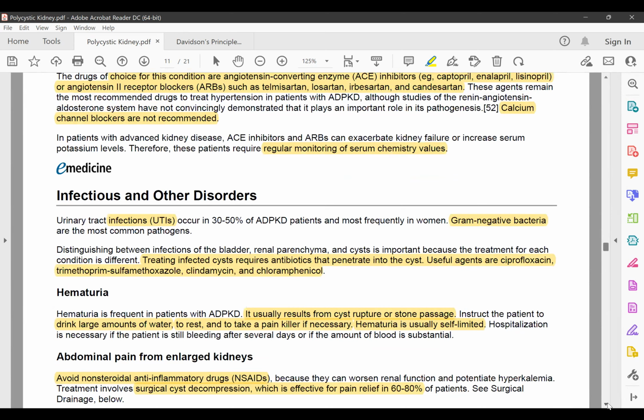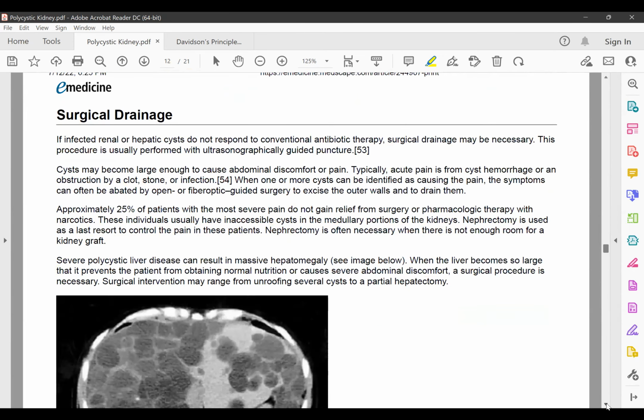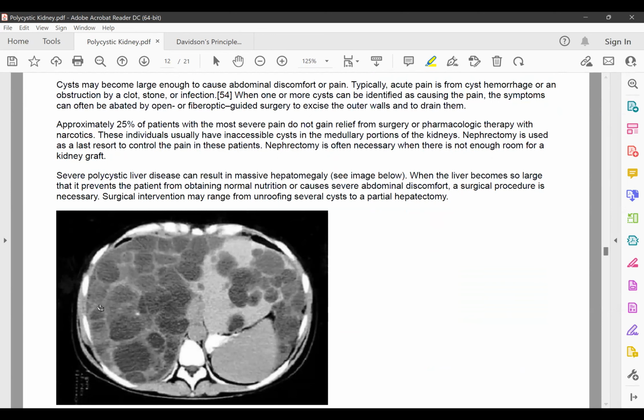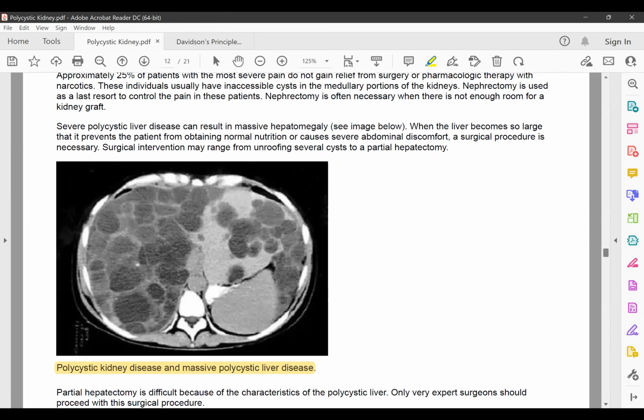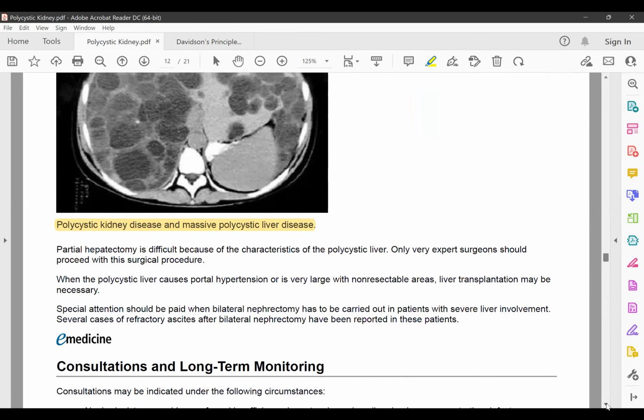Abdominal pain, surgical intervention. Non-steroidal anti-inflammatory drugs should not be used for the abdominal pain because it endangers the kidney, and it is not somatic pain. It is more a visceral pain. So surgical, you see here the huge liver with cysts in a woman and associated polycystic disease of the kidney also. Massive polycystic liver in this patient. Partial hepatectomy may be considered in such cases.